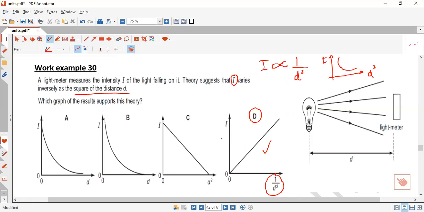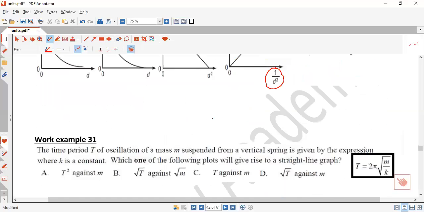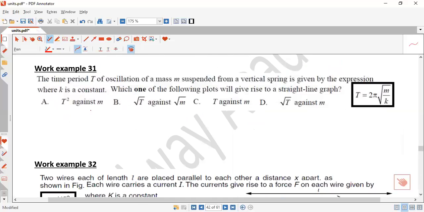Everyone got it? Boys and girls? Yes. Everyone? Okay, good. So let us go further. This question is going to be done by you people. Question 31, and I'm waiting for your answer. Yes, students.